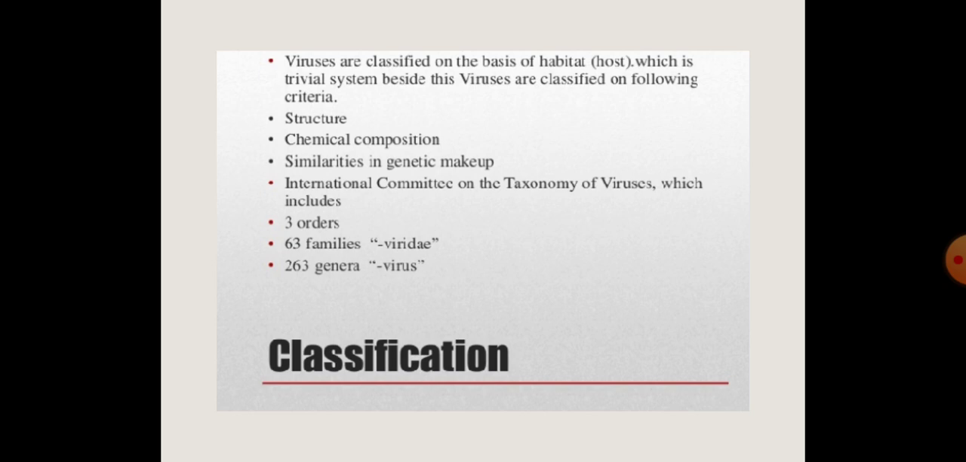The International Committee on Taxonomy of Viruses includes three orders, 63 families, where the family name ends in Viridae, and 263 genera. Classification is based on virus structure and chemical composition, such as nucleic acid, protein, capsid, and capsomere, and also on the genetic makeup, the genes present in the virus.